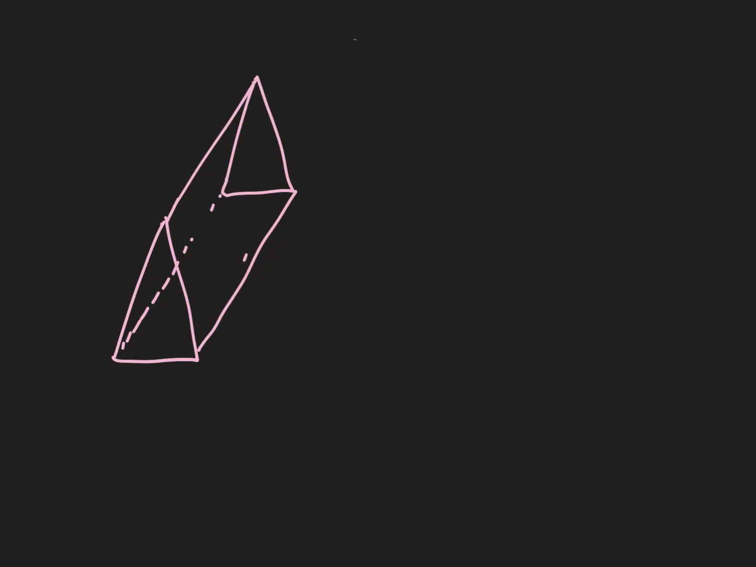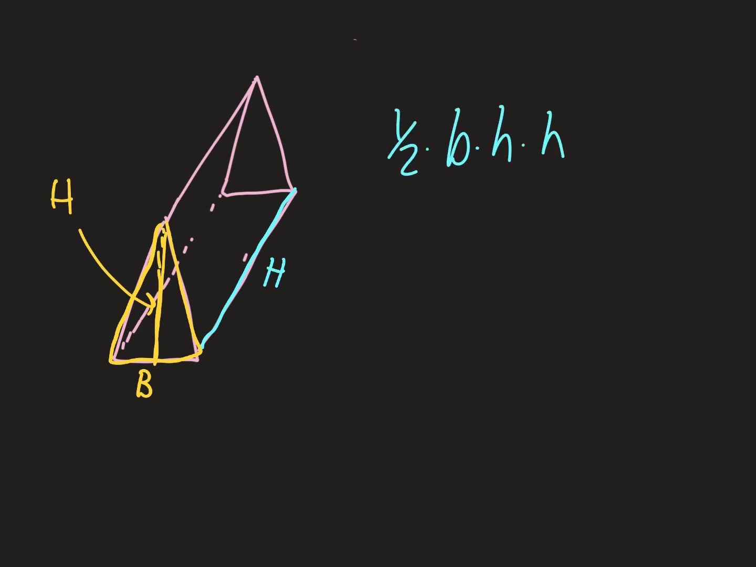All right, this guy is a triangular prism, but I just tilted him on the side. So the base is still a triangle, and I need to know the base and the height of that triangle, and then we're going to multiply it by however tall this prism is. So 1/2 base times height times the other height. I think I'll make this base be 10, this height be 20, and this height be 30.